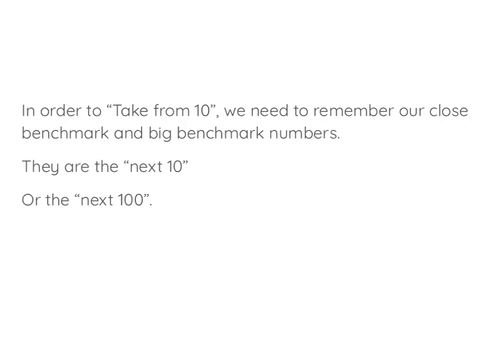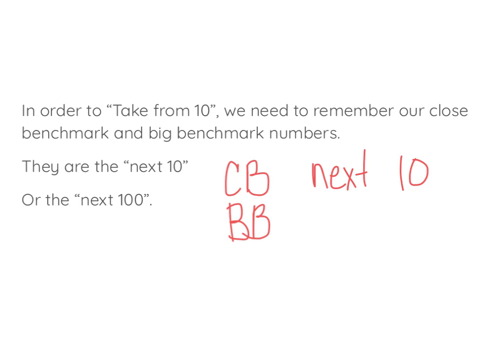In order to take from 10, we need to remember our close benchmarks and our big benchmark numbers. Remember, these are the next 10 or the next 100. I usually call the close benchmarks CB, and for the big benchmarks, I usually just put BB for big benchmark. Our close benchmark is the next 10. Our big benchmark is the next 100. And it's exactly what we used in our picture proofs.